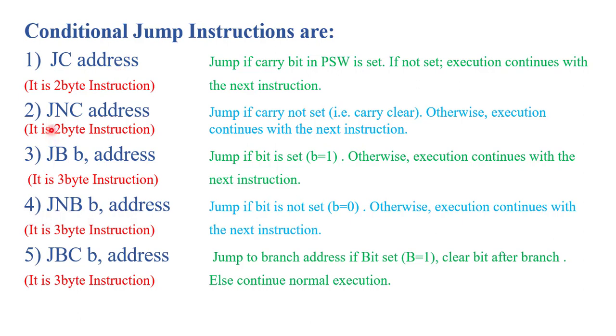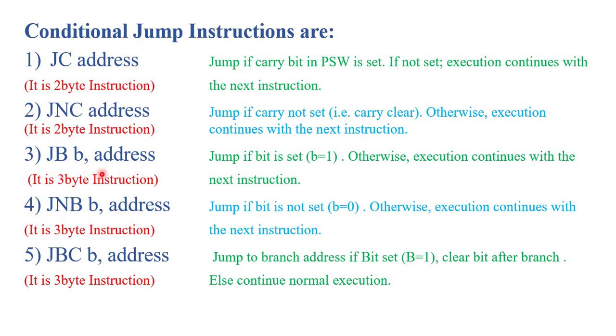Next instruction is JNC address. JNC stands for jump if carry flag is not set. It means the program counter jumps when the carry flag is not set, that is, carry is clear. This instruction is used immediately after an arithmetic instruction. When the carry flag bit is 0, the program counter is loaded with the new address and jumps to the new location.